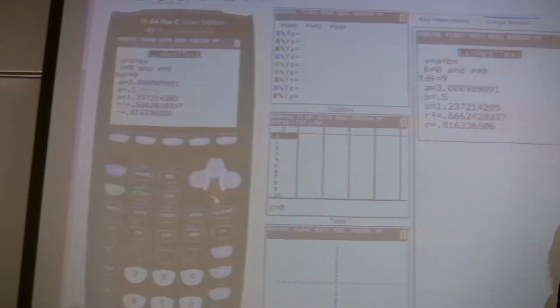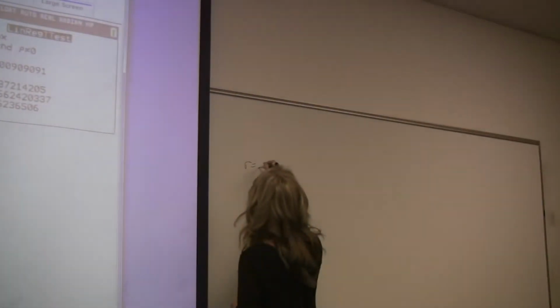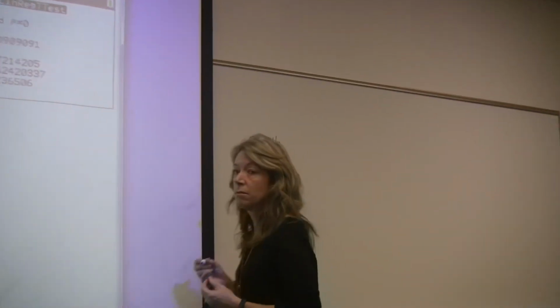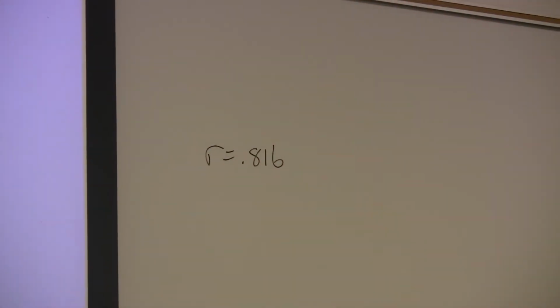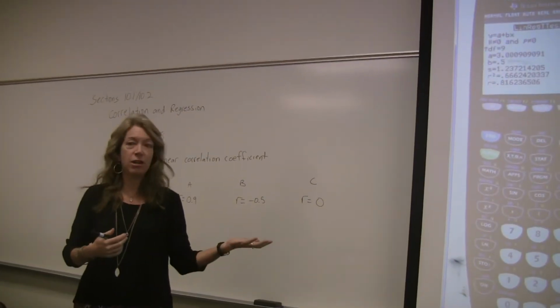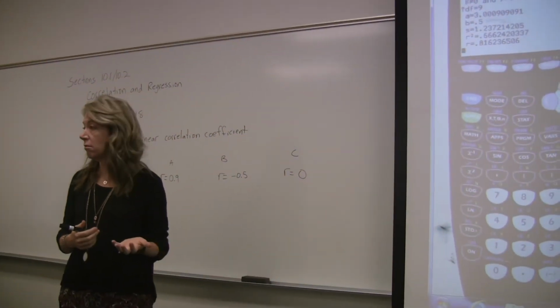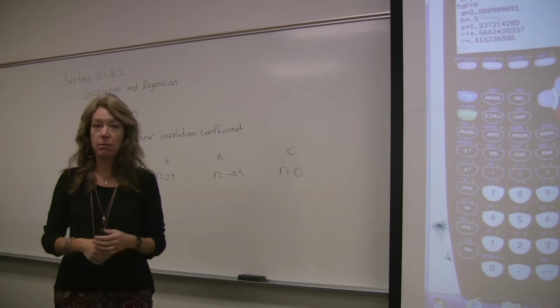Right up here. R equals 0.816. So the first couple homework problems in this section will be create a scatter plot and find the linear correlation coefficient. That's the beginning part there.